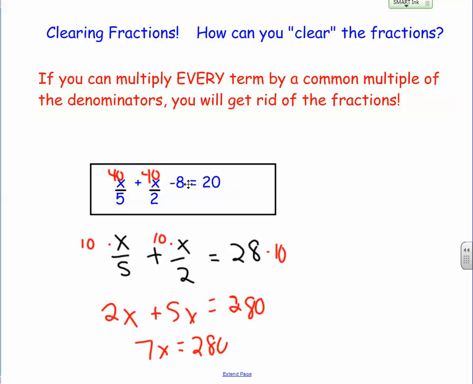And when we did our check, take out x, put in 40, that's 8. That's 20. 8 plus 20 is 28. Minus 8 is 20, so absolutely you know it's right.